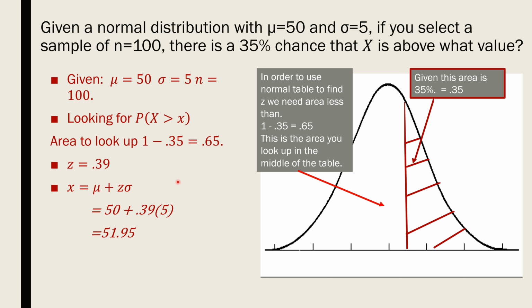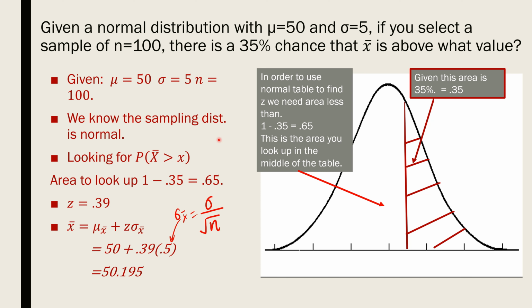The last step will be to convert the z-score to the x value. So there is a 35% chance that the random variable x is above 51.95. Now I have changed the question to: there is a 35% chance that x bar, or say the sample mean, is above what value?